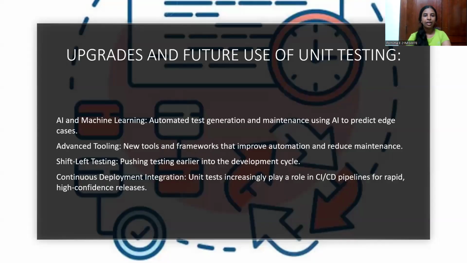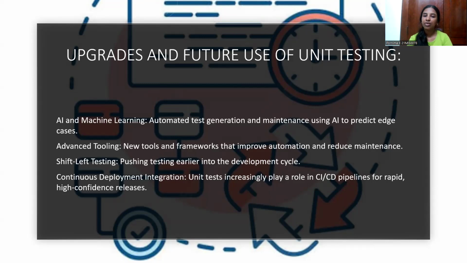Coming to the last part of my slides: upgrades and future use of unit testing. AI and machine learning, advanced tooling, shift left testing, and continuous deployment integration. So what are the upgrades and future use of unit testing? Up to now we've seen what exists and what the upgrades will be. AI and ML are working now in this generation, and automated test generation and maintenance should become very easy.